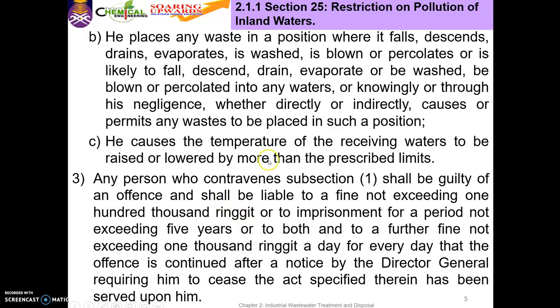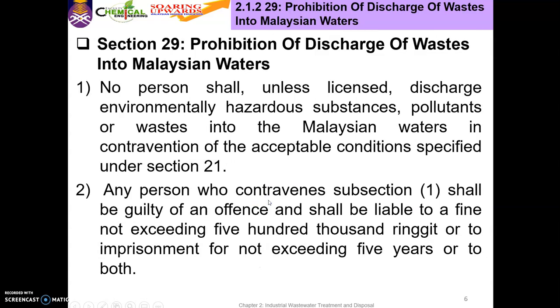Okay, this is about regulation to prevent wastewater being dumped into, for example, streams, lakes. And then for section 29, prohibition of discharge of waste into Malaysian waters. So as I mentioned before, this covers our border with the neighbouring countries.